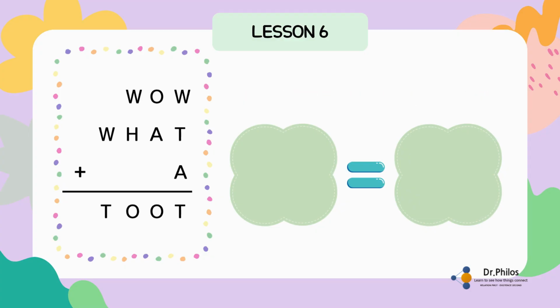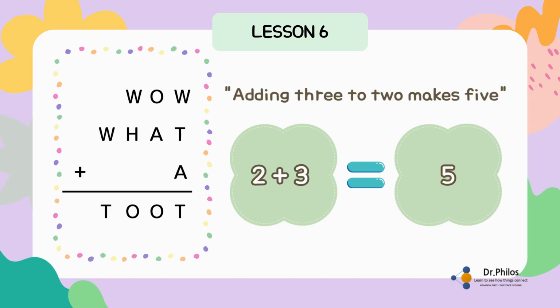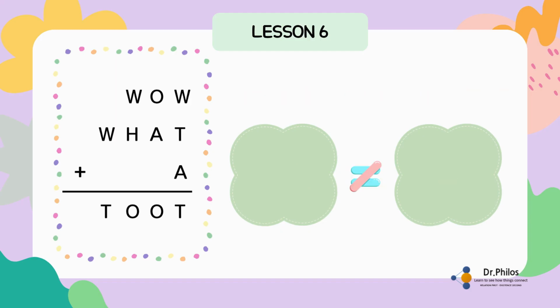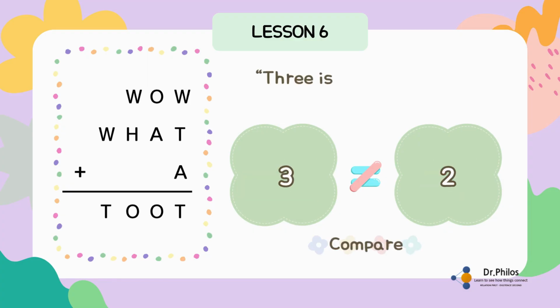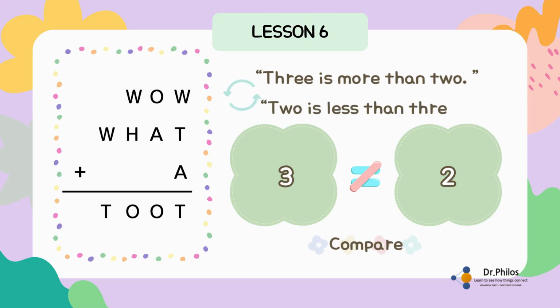Then, how would you write adding 3 to 2 makes 5 in math language? It's 2 plus 3 equals 5. This time, let's think of an example where two amounts are not the same. Let's say there are 3 items and 2 items. Can you compare the two amounts? 3 is more than 2. Great job! We can also say 2 is less than 3, right?